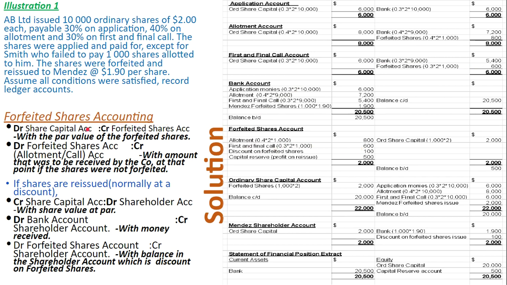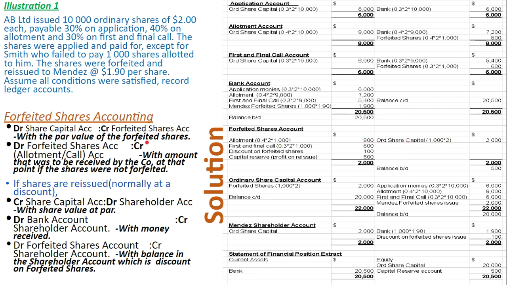Now we go to our first point on forfeited shares accounting, which says debit share capital account so that we reduce our share capital with the forfeited share capital. So we will debit share capital account and credit forfeited shares account with the par value of the forfeited shares. So we go to our ordinary share capital account, narration forfeited shares, number of shares 1,000 multiplied by $2 price per share to give us $2,000. Double entry, we go to our forfeited shares account, credit it with ordinary share capital account, 1,000 multiplied by 2 to give us $2,000.